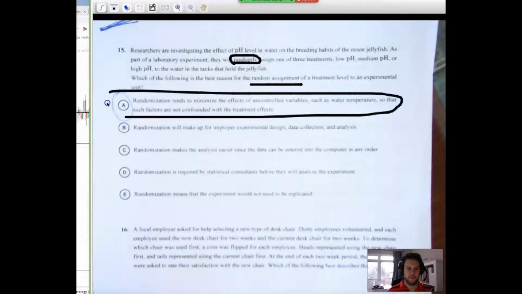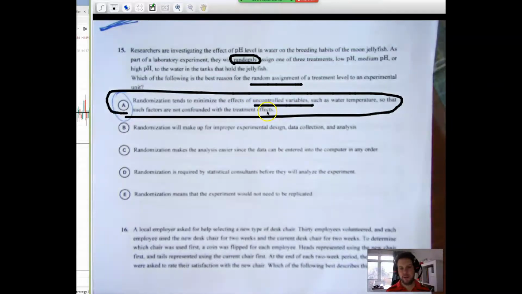What we're trying to do with randomization is minimize the effects of uncontrolled variables or confounding variables. You'll hear people call them lurking variables, so that they're not mixed up with the treatment effects. There are other things that would affect the breeding habits besides just the pH level of the water. What we're hoping is that by randomly assigning them to 2 groups, all of those other things that matter get evenly split up into the 2 groups. Then we know that the 2 groups are randomly as similar as possible, so any result we get from that is attributed to the pH level.